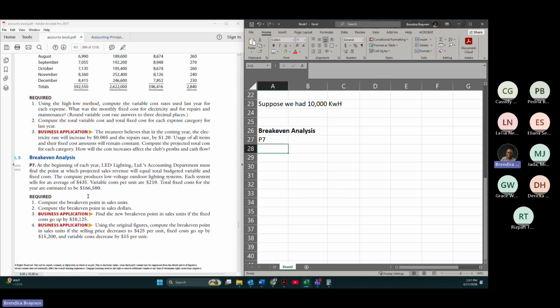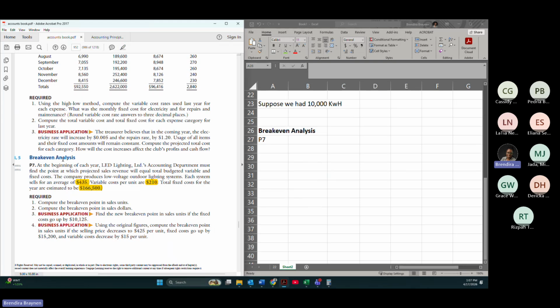And so it says, at the beginning of each year, LED Lighting Limited's accounting department must find the point at which projected sales revenue will equal total budgeted variable costs. The company produces low voltage outdoor lighting systems. Each system sells for an average of $435. That tells me that's my selling price. Variable costs per unit are $210. That is my variable cost, and fixed cost is $166,500. That's all you need to know to figure out break even.